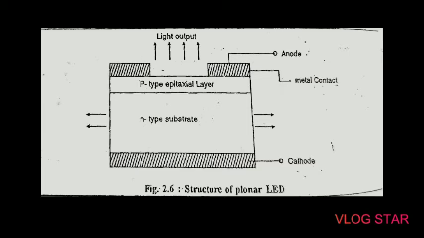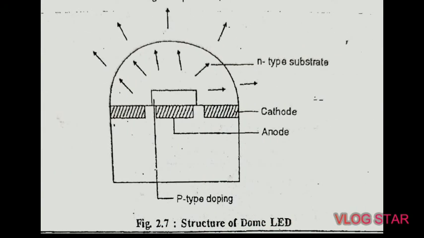Okay, the next type of structure is the dome LED. In this type of device, the efficiency, which was poor in the planar LED, is increased by forming a dome of N-type gallium arsenide around a diffused P-type region. This way, the internal reflection can be reduced by improving the critical angle of the internal emission reaching the surface, and thus the diameter of this dome is decided to have an improved critical angle.